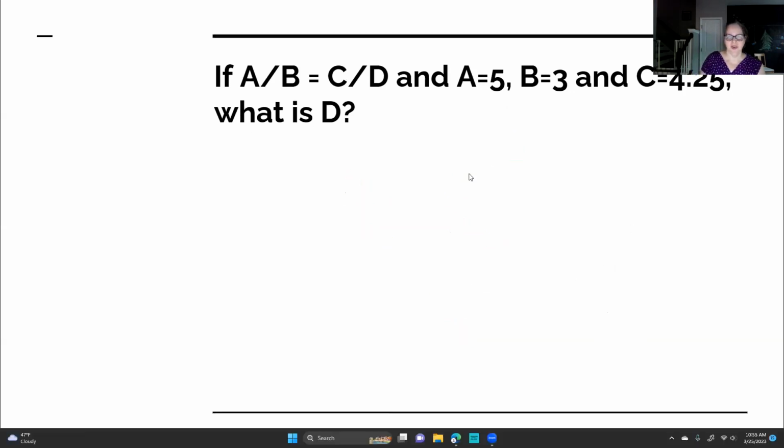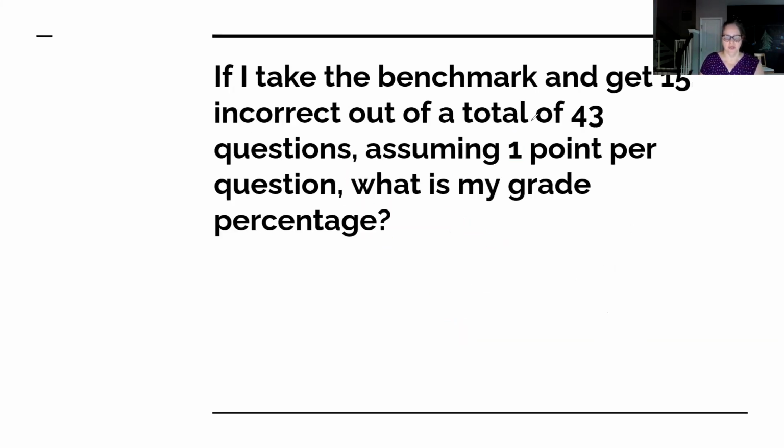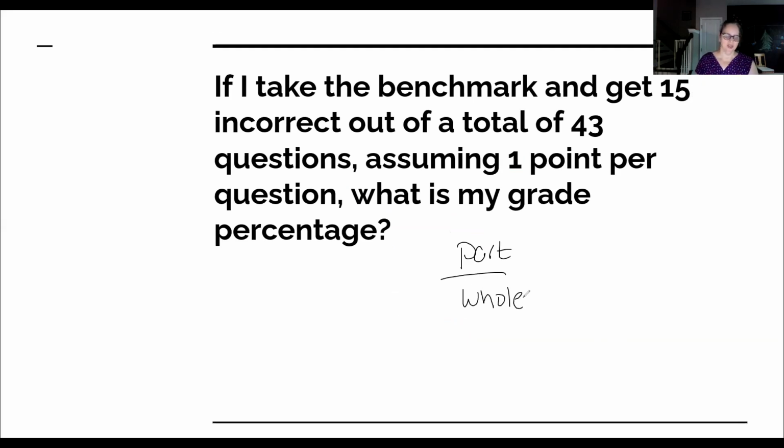All right, if I take the benchmark and get 15 incorrect out of a total of 43, assuming 1 point per question, what is my grade? Part over whole. Almost everything, if you're having to do a comparison, is part over whole. Percent error is not. Finding your multiplier is not. Almost everything else is part over whole. So the whole thing is 43. And my part that is positive is 43 minus 15. Make sure you use parentheses there so it divides at the right time. And that is going to give me 0.65.